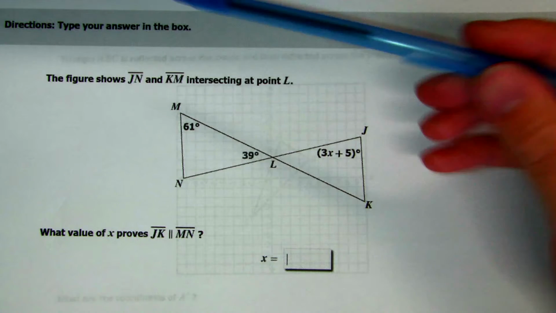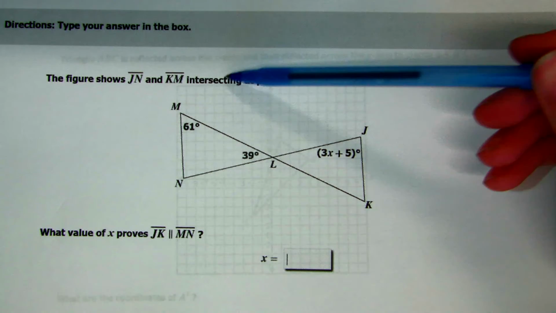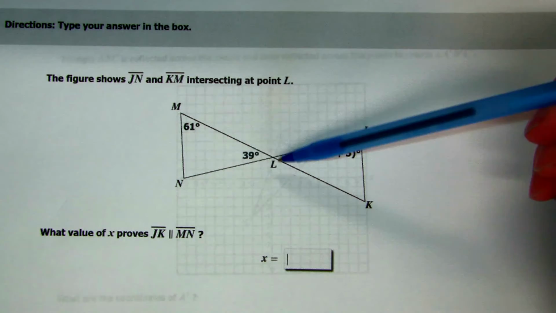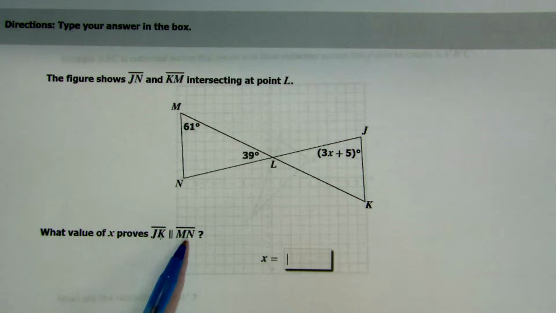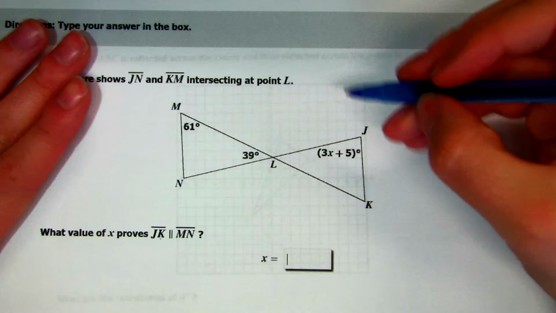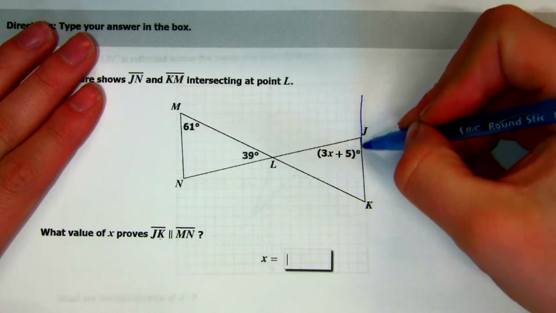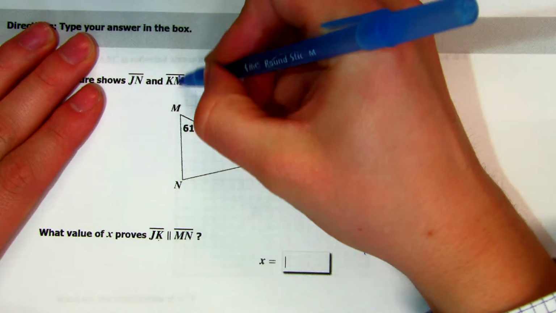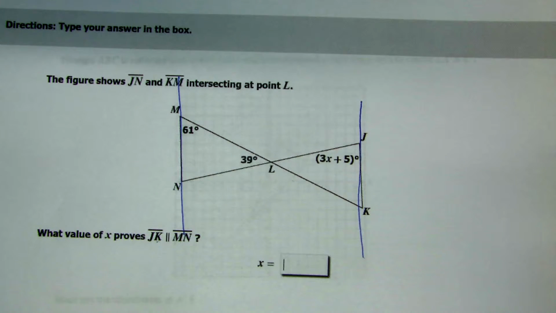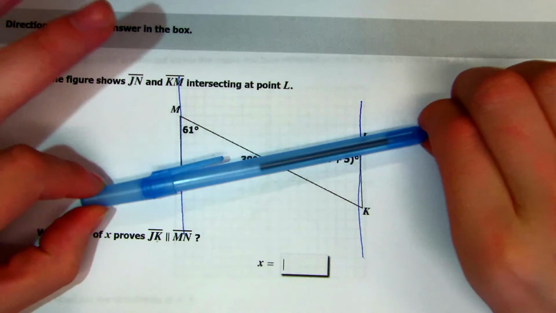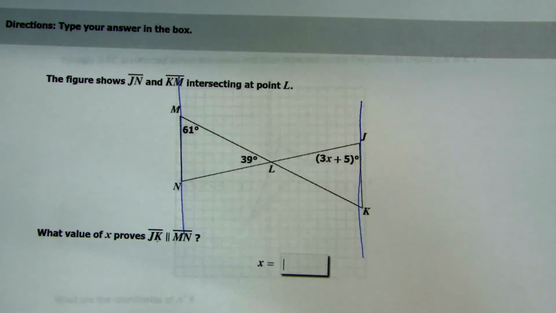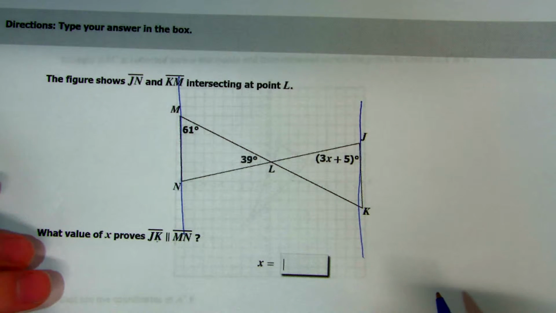So the figure shows JN and KM intersecting at point L. What value of x proves that JK is parallel to MN? So we're asked about the parallel nature of these two lines. Now, when we talk about parallel lines, we normally like to talk about a transversal. So we actually have two. We have this one right here, MK, and we also have JN, which are both transversals. You could answer this problem using either of them, and I'll talk about how you would do that.